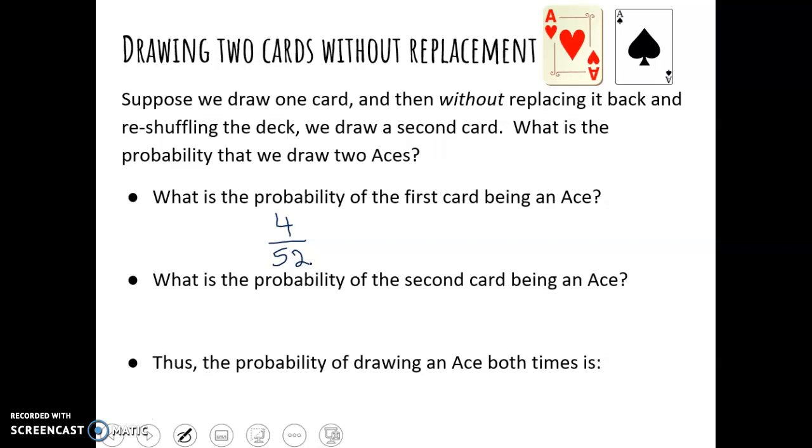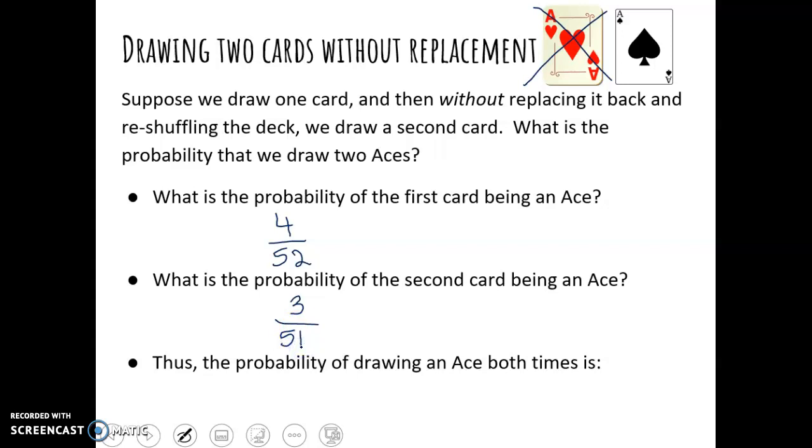What is the probability that the second card is an ace? Well, here's the thing. Let's pretend that the first card was an ace. So now, are there 4 aces left in the deck? There's not, because we didn't replace it. So now there's only 3 aces in the deck. Now, does the deck still have 52 cards in it? No, because we took out an ace. That means there's only 51 cards.